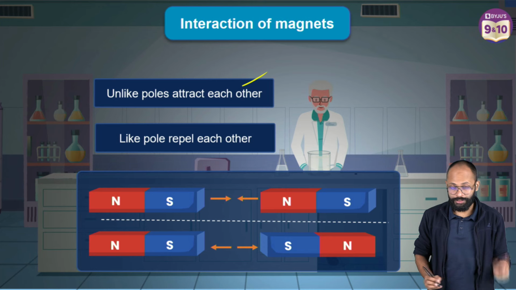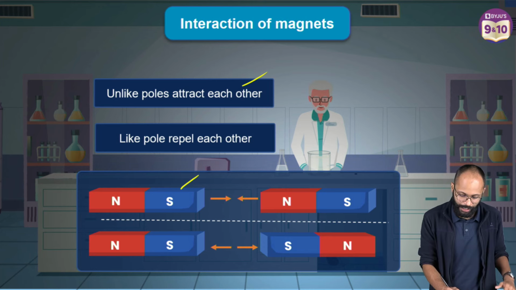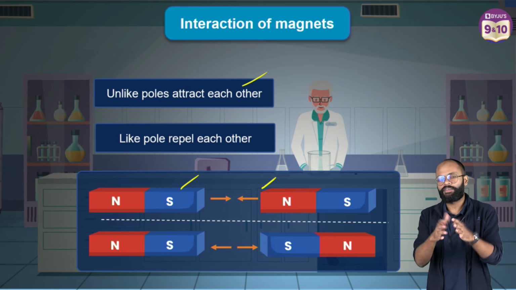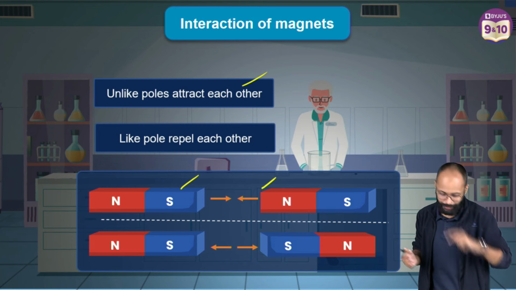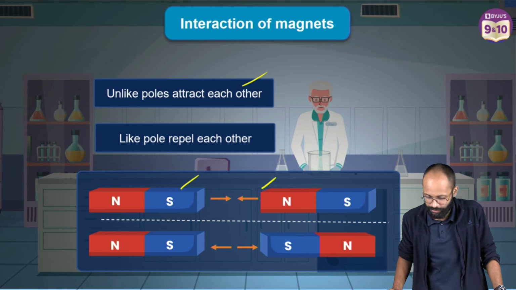So unlike poles attract, like poles repel. South and north, if you bring them together, they will attract. North and south attract. North and north repel. South and south repel. So like poles repel, unlike poles attract.